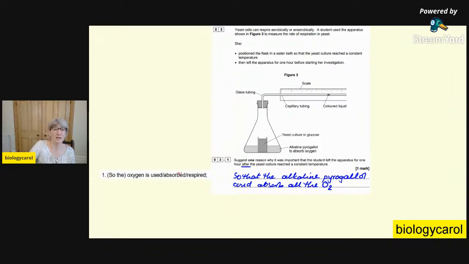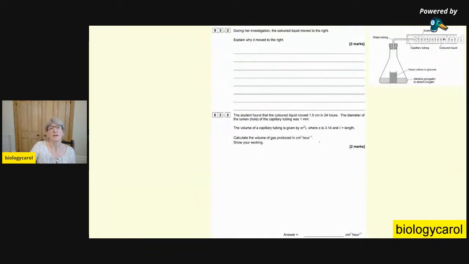Notice I got it for here, obviously this bit, but rightly, you could have also said that it allowed the yeast to either use up all the oxygen in the flask or to respire it, or fair enough. Okay, during the investigation, coloured liquid moved to the right. Let's be clear, it's this way. All right, explain why it moved to the right.